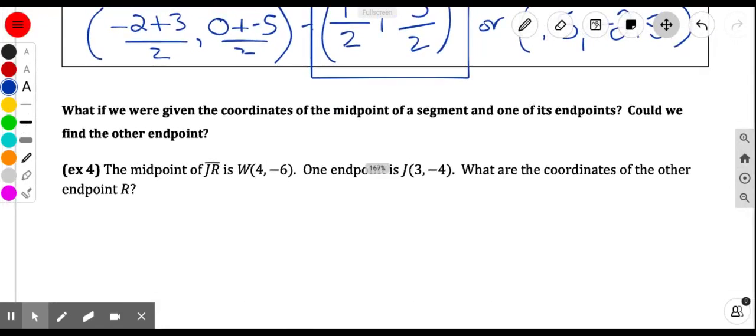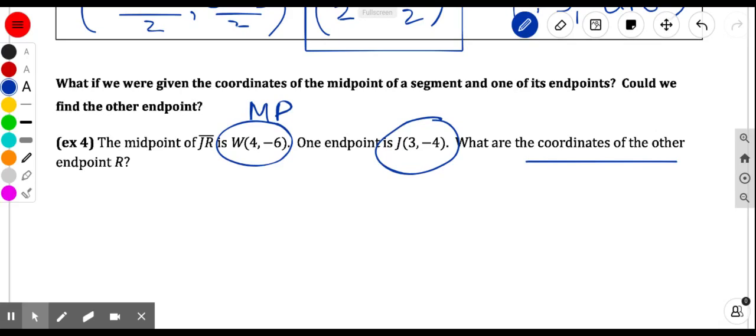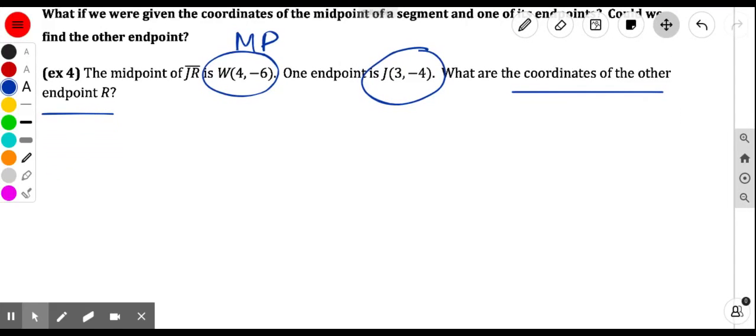Sometimes though, like this last example, you're given an endpoint of the segment and you're given the midpoint, and then your job is to find the other endpoint. So that's what this one's saying. So the midpoint of segment JR, this is the midpoint. J, so one of the endpoints is (3, -4). So we want to know what are the coordinates of the other endpoint. So there are two different ways you can do it. One way, a lot of you could probably figure out, it's kind of just like a counting method. So I'm going to show you that way first, and then I'll briefly show you the algebraic way because not many kids do it that way.